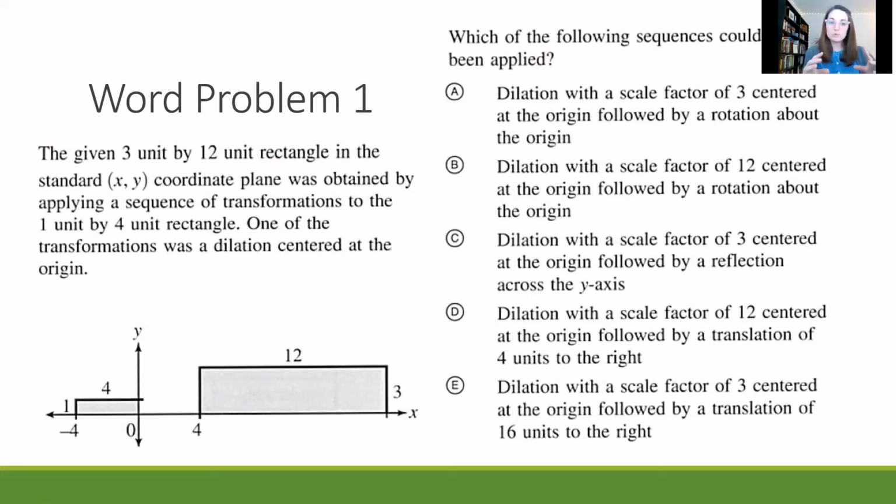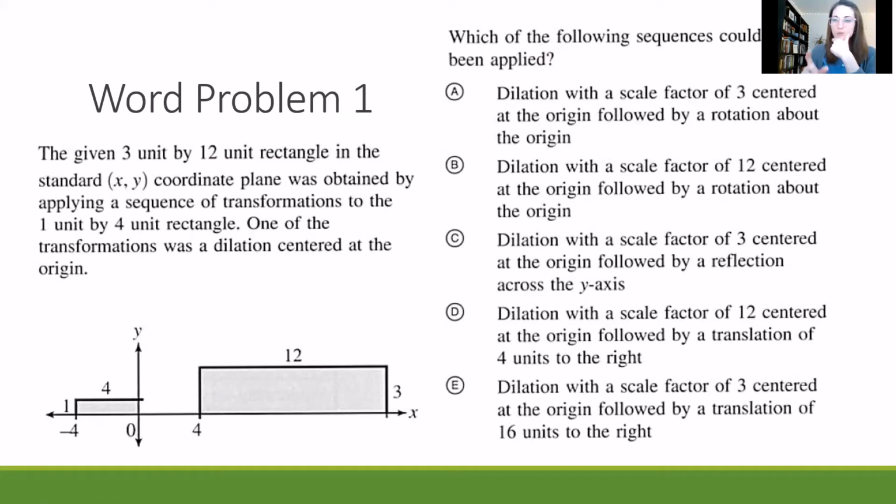Okay, so with those pieces, now we know that that larger rectangle was obtained. So we got to it by doing what? By applying a sequence of transformations. Well, transformations meaning changes. So we made some changes to the 1-unit by 4-unit rectangle. Okay. One of the transformations was a dilation centered at the origin. So the dilation, think about when your eyes are dilated, that means that the pupils get bigger. So dilation means it was made larger here.